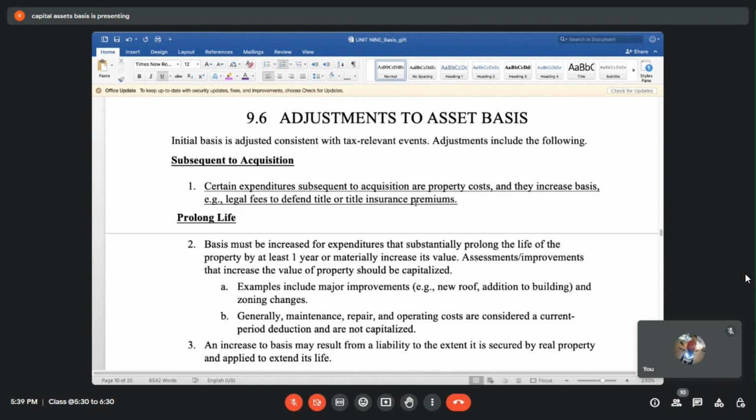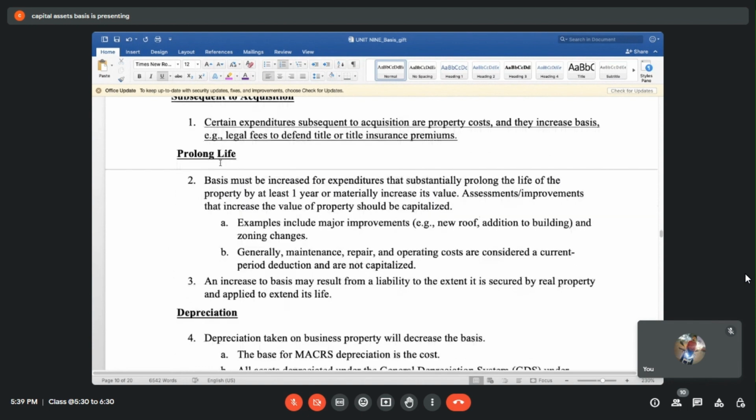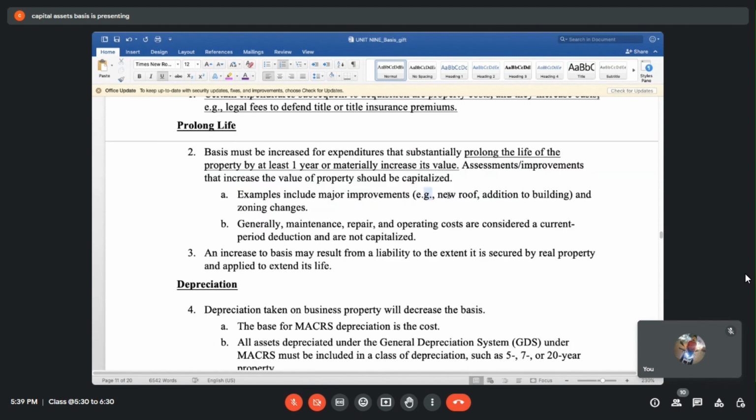Let's see what kind of expenditure has any impact on the life of the asset. Again, this is a very, very basic rule. We must have read about it in our 11th grade, 12th grade, whenever you decided to take up commerce. Anything that increases the life of the asset by at least 1 year or materially increases its value needs to be capitalized. This could be a new improvement, all these things. Generally, repairs and maintenance are operating costs and they are not capitalized.